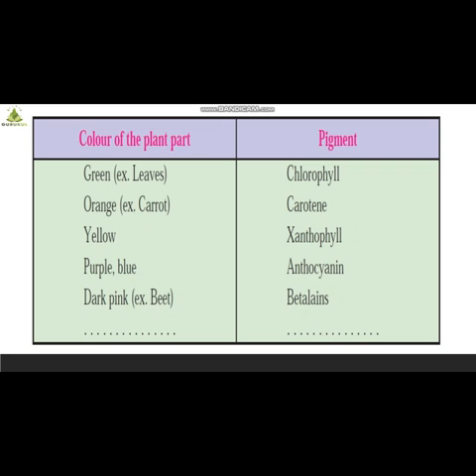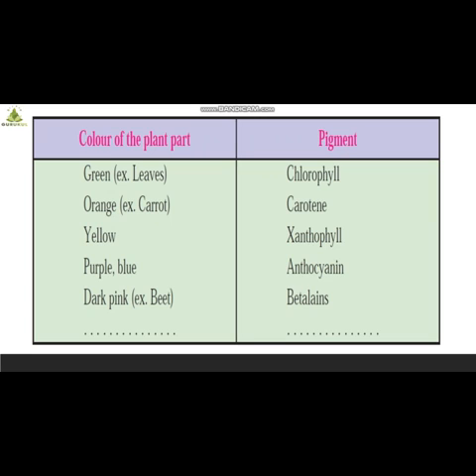So this is a table which is given. We have so many colors of the plant, like we have green color as leaves. If I'm talking about carrot, it is orange. Then the leaves, when they become yellow, purple, blue, these are the different plant part colors, and we have respective pigments which are present in those colors.